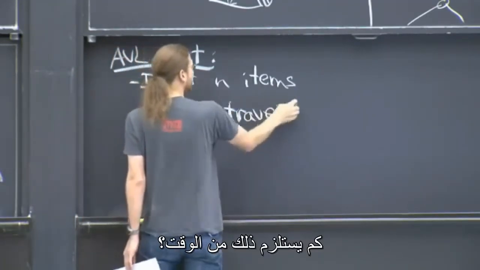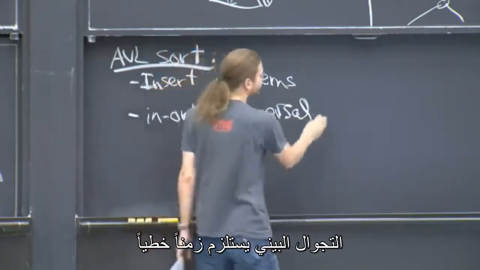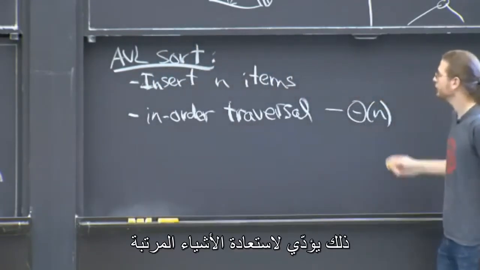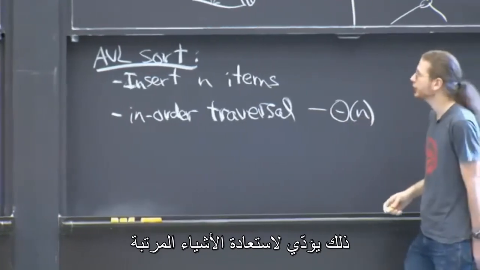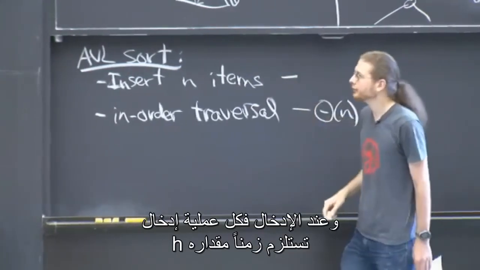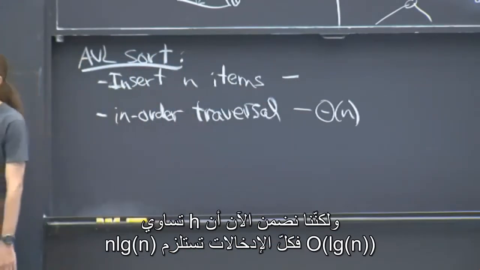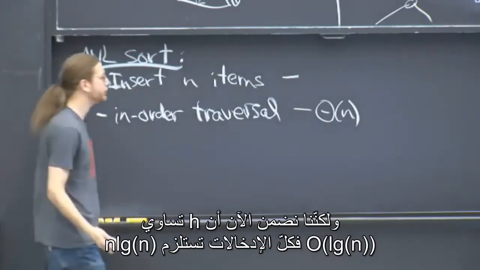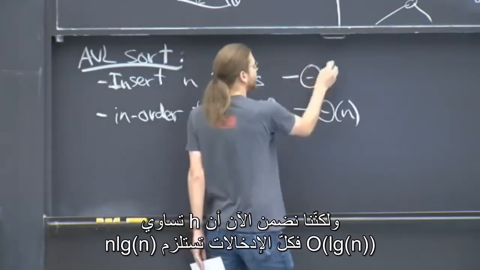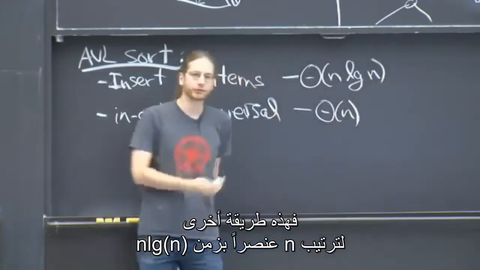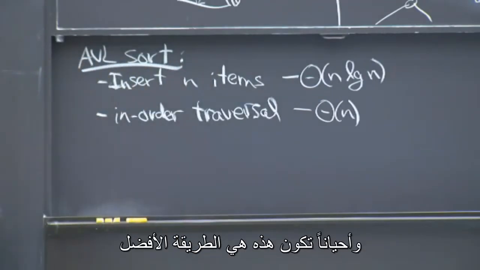How long does this take? In-order traversal takes linear time. That's the sense in which we're storing things in sorted order. Inserting n items, well, each insert takes h time, but now we're guaranteed that h is order log n. So all the insertions take log n time each, n log n total. So this is yet another way to sort n items in n log n time. In some ways, the most powerful way.